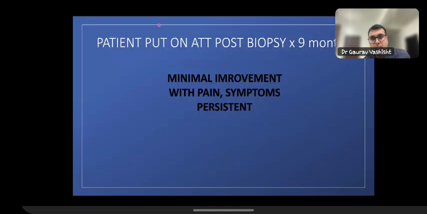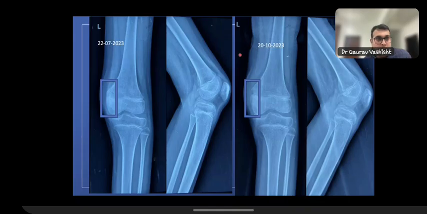Okay, so minimal improvement with pain. The symptoms persisted even after the ATT was given for 9 months. And this X-ray was done in July 2023. Again, the clinician thought that there is something in this region despite biopsying, and obviously that there is some erosion along the medial cortex of the femoral condyle.